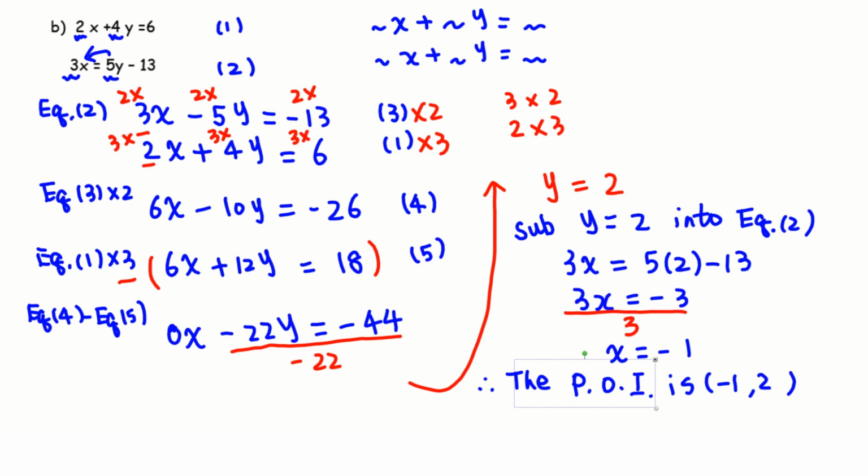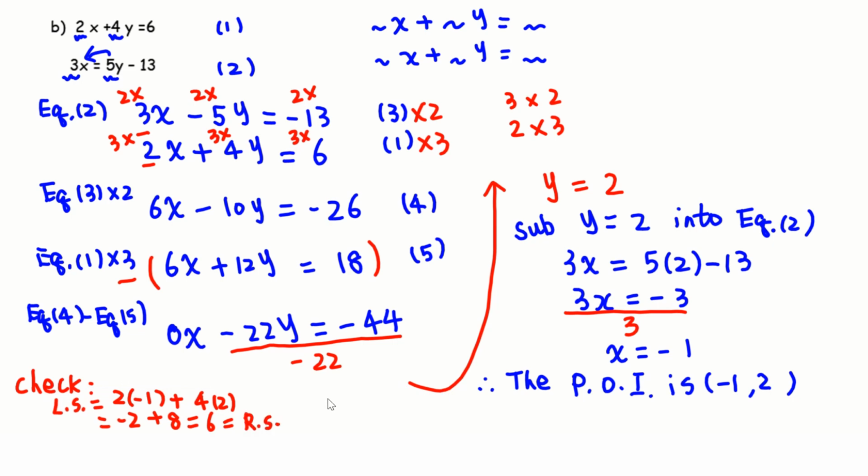Once you've done this question, you could check to double confirm you got it correct. Substitute negative 1 and 2 into the first equation: 2 times negative 1, then plus 4 times 2. This is the left side of equation 1. You will have negative 2 plus 8, which gives you 6, equals the right side. So it's right for equation 1.